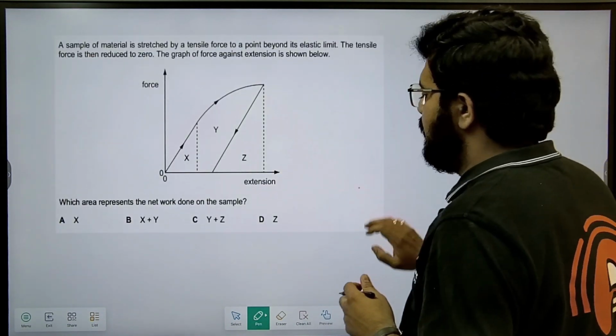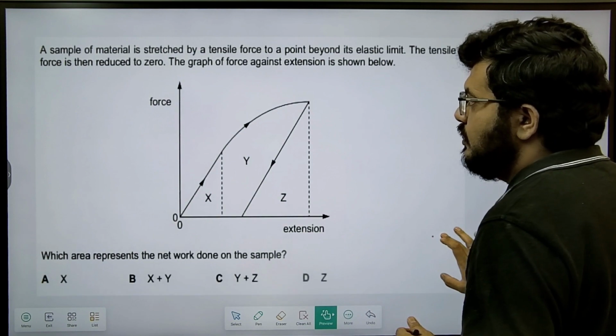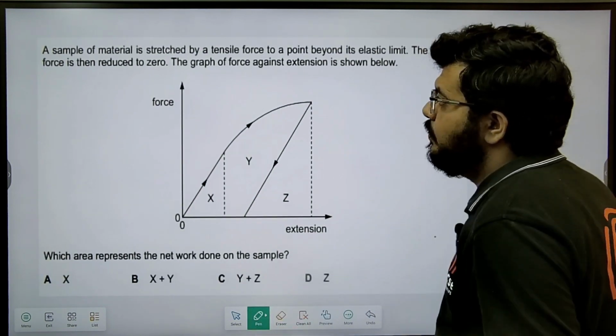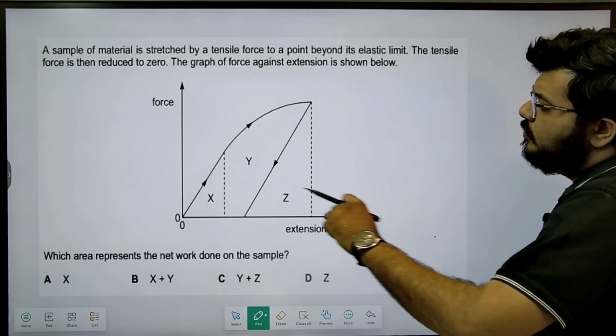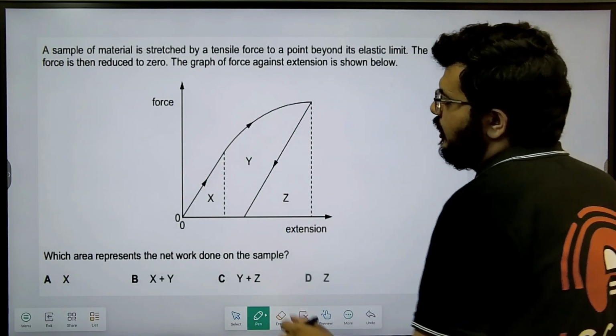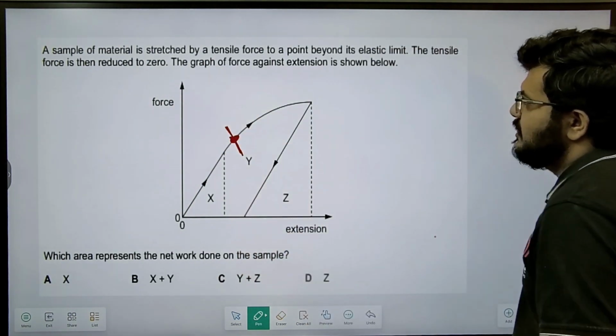Then let's look at the next question. What do we have here? Okay, let's see. It says a sample of material is stretched by a tensile force to a point beyond its elastic limit. Okay, so somewhere along this here would be its elastic limit.